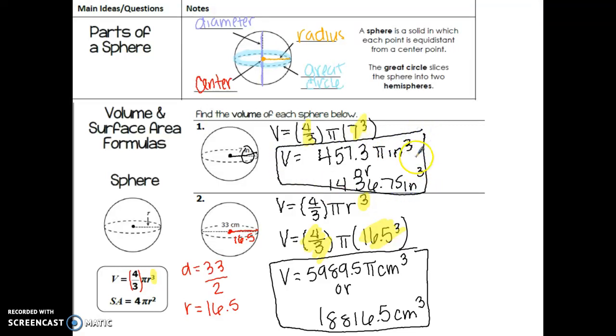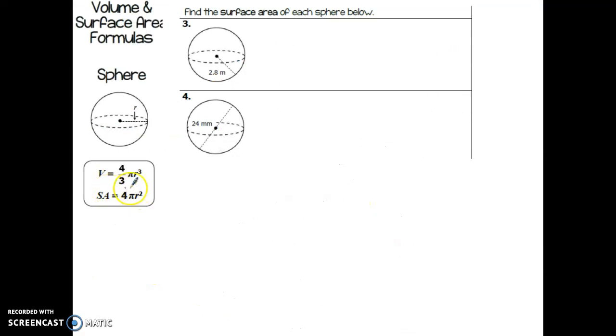Super easy. And so let's go ahead and move on to surface area. So surface area, that is 4 pi r squared, so you do need your radius. And I know for number 3 it looks a little bit different. You guys are used to seeing your radius off to the side here. But remember, radius is in every direction. So you guys see that? That's going to be our radius.